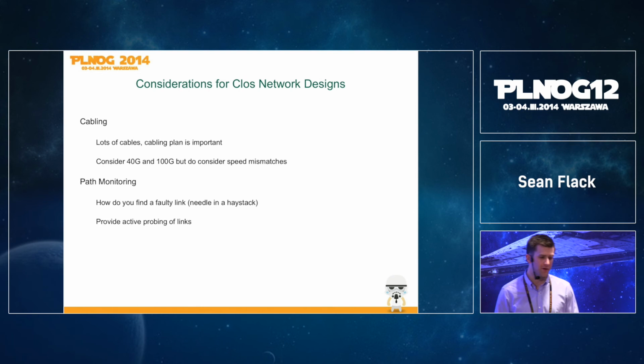Path monitoring. How do you find a faulty link? If there are thousands and thousands of links in the setup and we have an issue with one of them, how do we know where the issue is? So there are things you can start to implement like path monitoring, where you actually send probes on every link in the network and work out where the issues are.